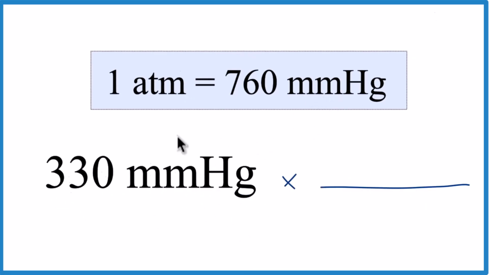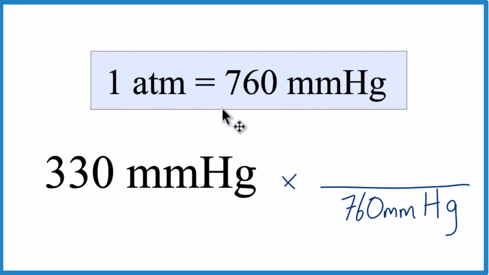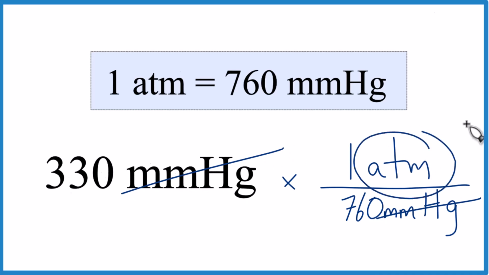So we want millimeters of mercury to cancel out. So we're going to put 760 millimeters of mercury in the denominator, and we want to end up with atmospheres. So we'll put 1 atmosphere here in the numerator. This is our conversion factor. So now when we multiply, we have millimeters of mercury on the top and the bottom. That cancels out, and we're left with atmospheres. That's what we're looking for.